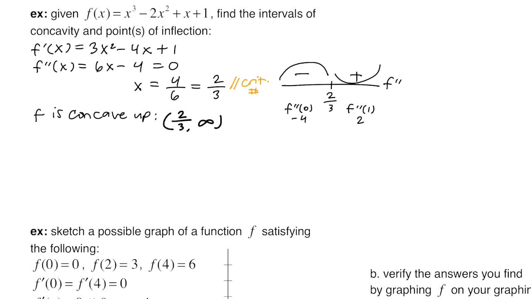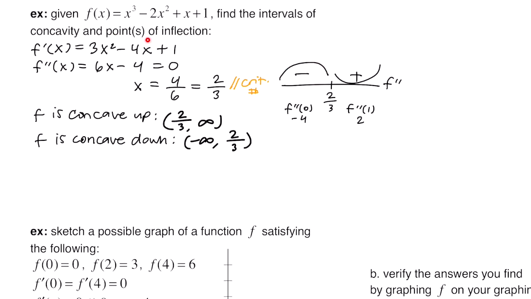So f is concave up on the interval from 2/3 to infinity. When f double prime is negative, f is concave down. So our interval is negative infinity to 2/3. Finally, we want points of inflection, and that's where f double prime changes from negative to positive, because that's where f changes from concave down to concave up.